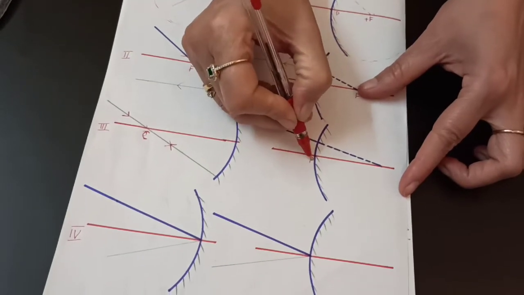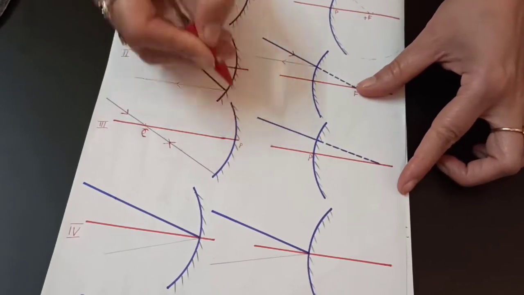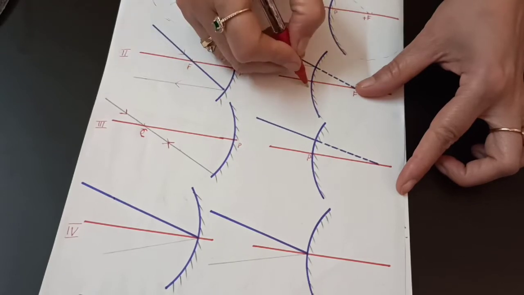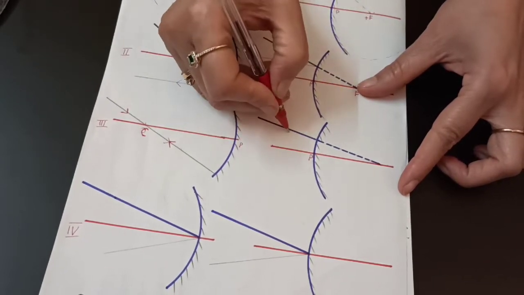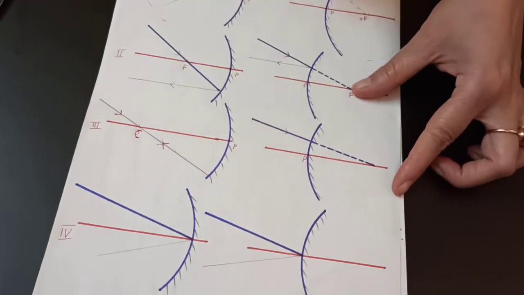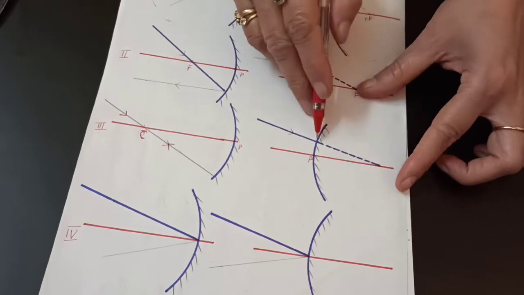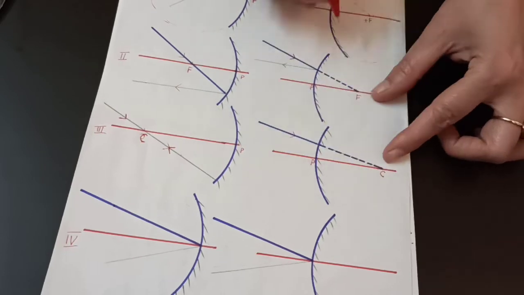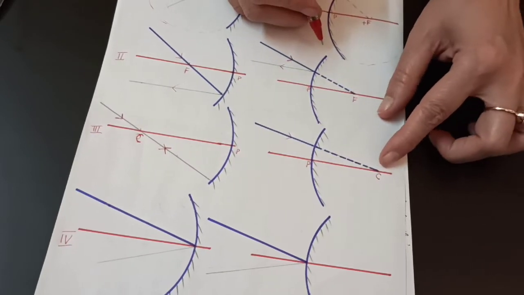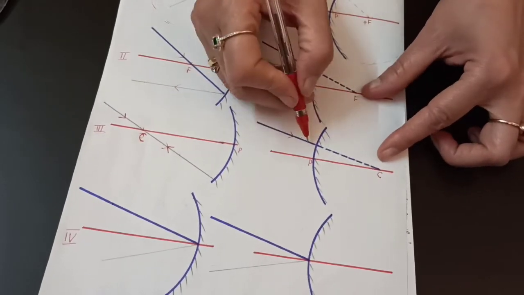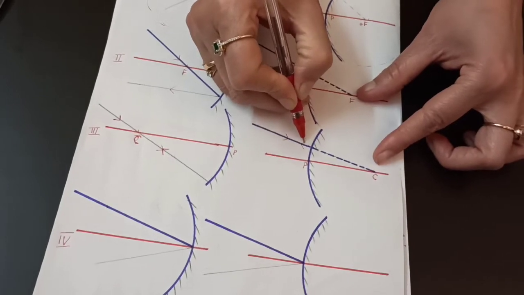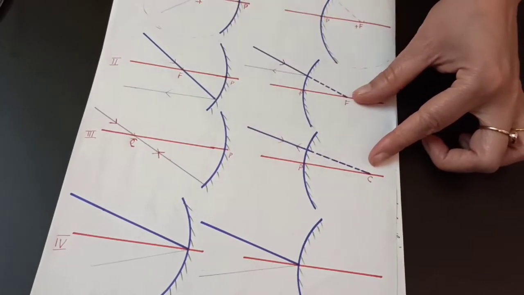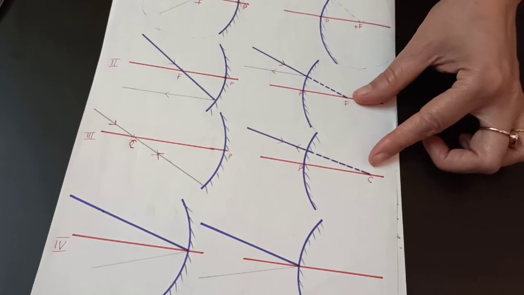This is the pole. This is the ray that is incident in the direction of the center of curvature, but of course on the other side, it would bend in the same direction backwards.